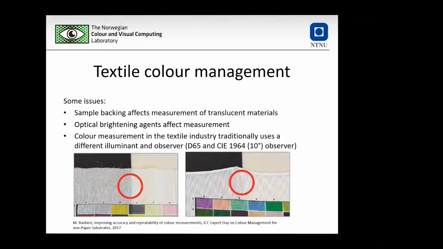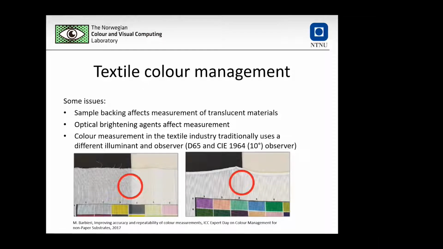Yeah, so issues in textile color management then. Of course, we've got to make measurements, and it's very common for textile materials to be partially translucent. And so what we put at the backing of the material does affect the measurement. So this is a slide from Marcus Barbieri's presentation a few years ago at the ICC Expert Day. And you can see the difference that it makes to have different backing colours.